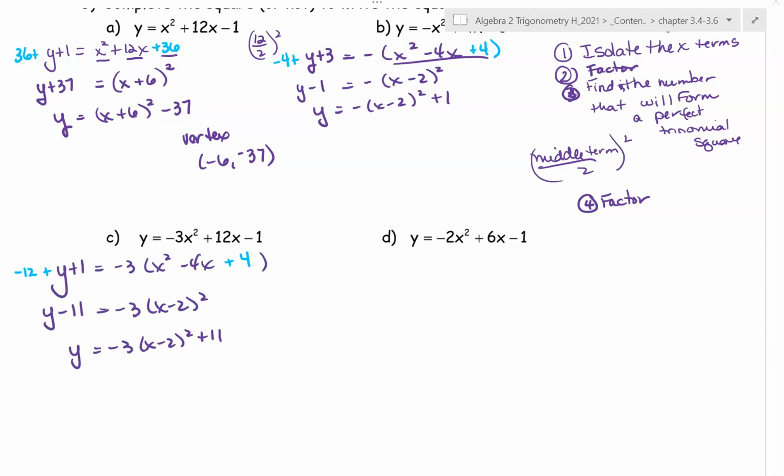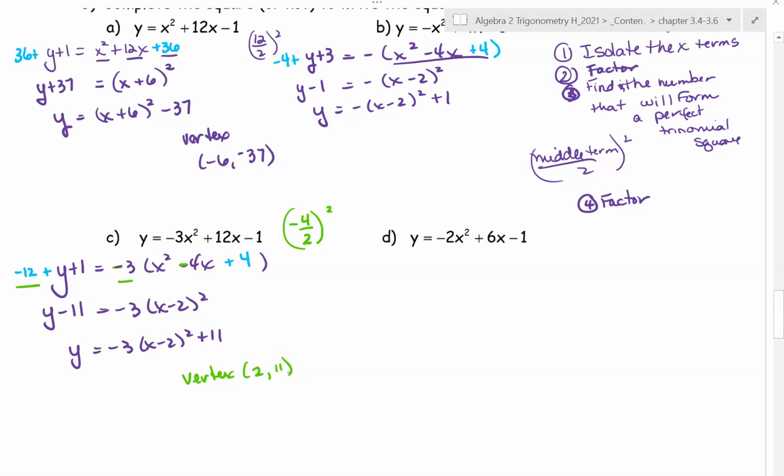Did you add 1 to isolate the x terms? Then did you factor out the -3? Make sure that you have a negative sign here because negative times negative is positive. Now, when you found the magic number that would make this a perfect trinomial square, you took the middle term squared. Notice you added 4, but you have a -3 here. So you're really adding a -12 to the right side of the equation. So make sure that you add a -12 to the left side of the equation. Now we have vertex form. And this is great because if I wanted the vertex, I would know that it's 2, 11.